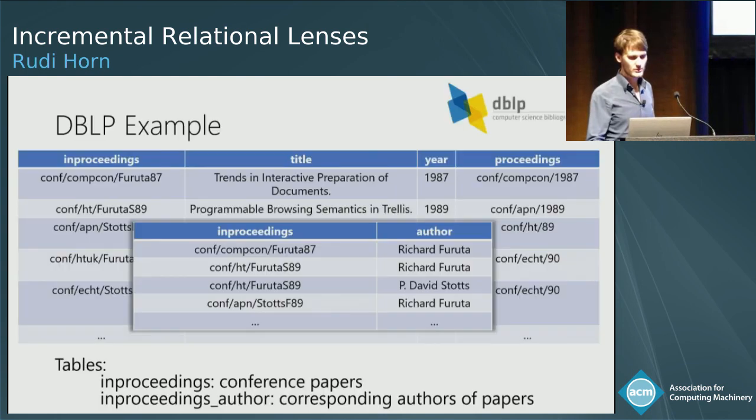So I'd like to start out with a small example. We're using DBLP. DBLP is a computer science bibliography library.